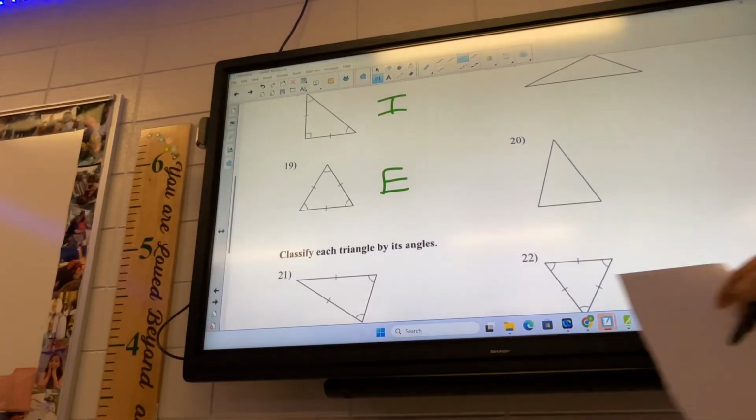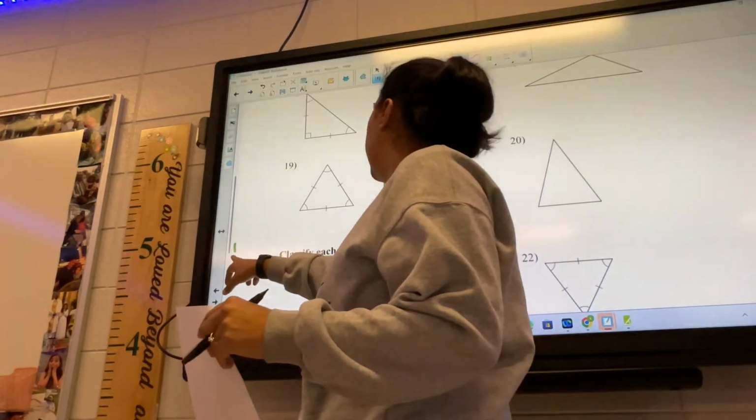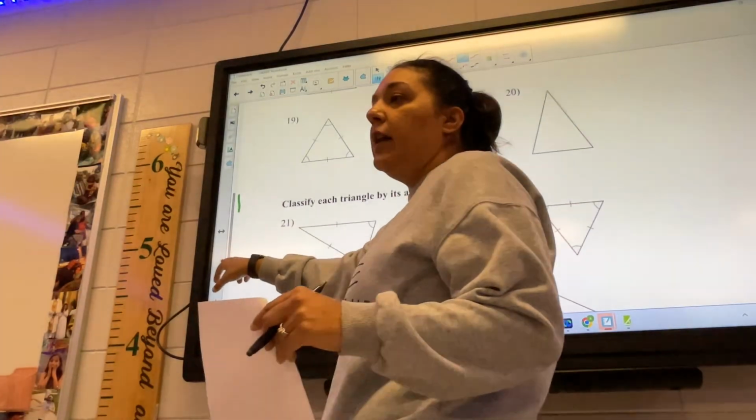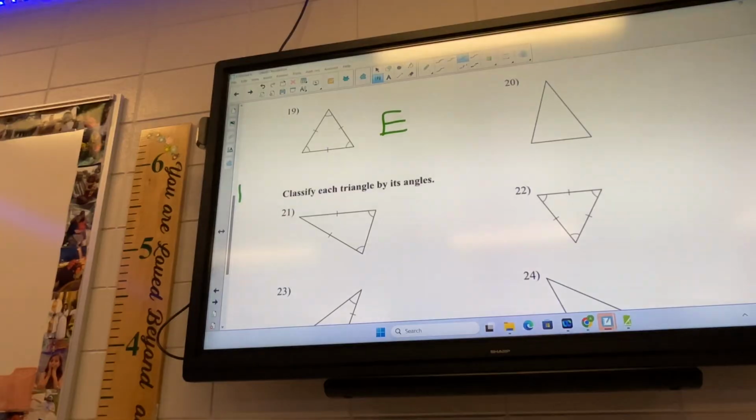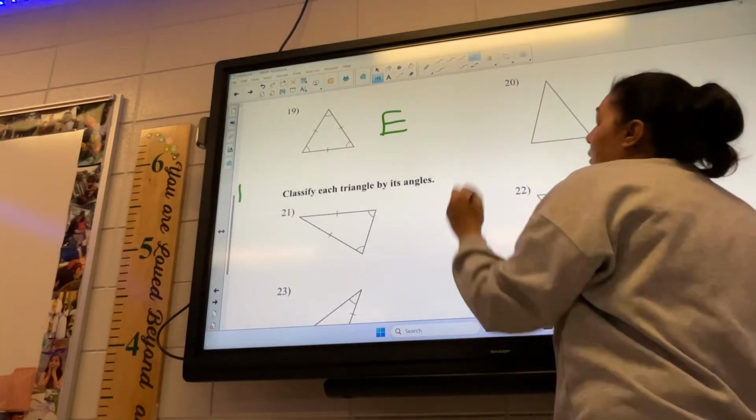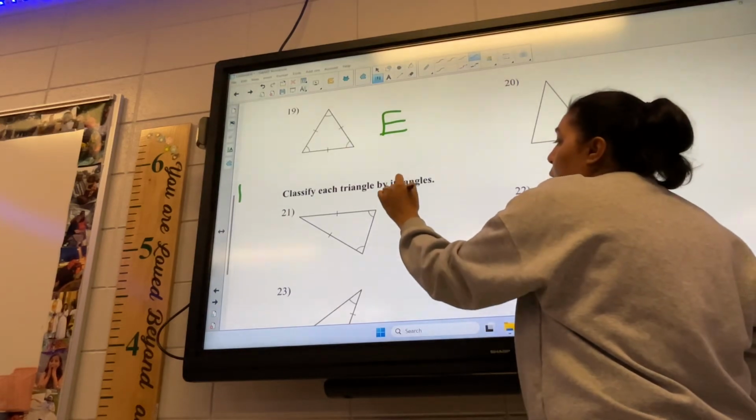Okay, 21, we're getting to something different, okay? They want you to classify it by its angle, okay? So that's not the same, okay? Your answer options change. So when we're doing the isosceles, the scalene, the equilateral, we're marking it based on its sides, which is why we're looking at the tick marks, okay? This one says do it by its angles, okay?